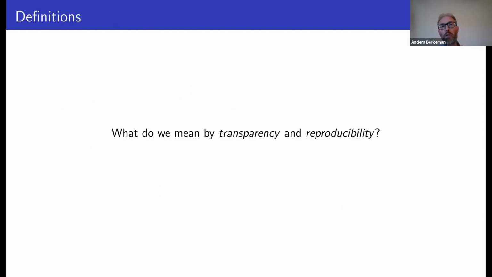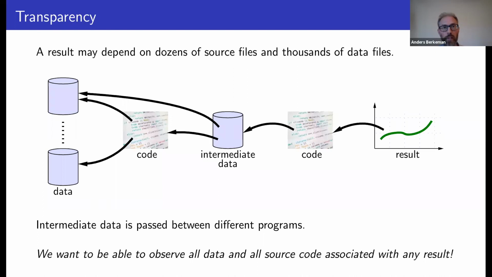Let's spend a few minutes talking about what we mean when we say transparency and reproducibility. We start with transparency. This image illustrates that the result, in this case, a graph, may depend on many source files and many input files. Looking at this result, this graph, how do we know which files and versions that was actually used to create it? We want to be able to observe all data and all source code associated with any result in order to answer questions like, did we include the last update of the input data? Or was this generated with or without the patch that we did yesterday? And so on.